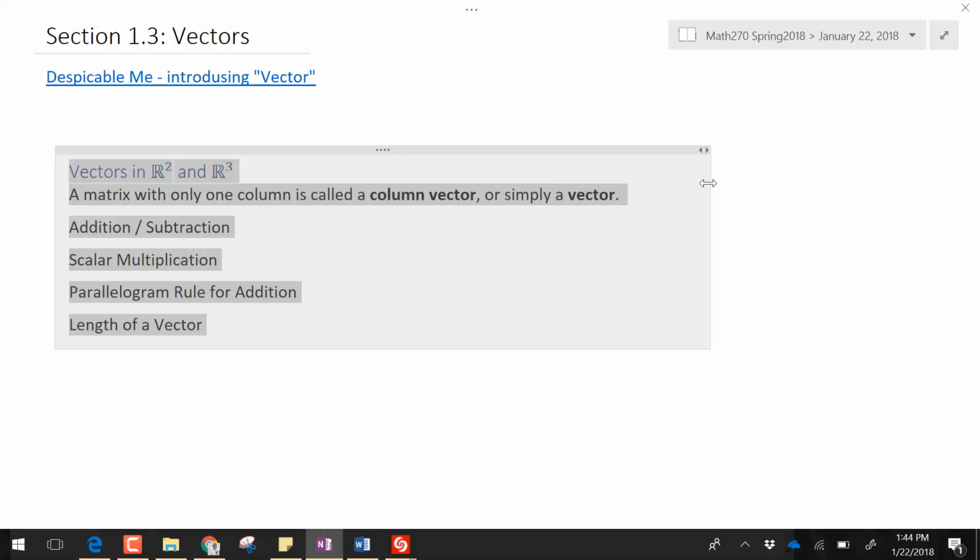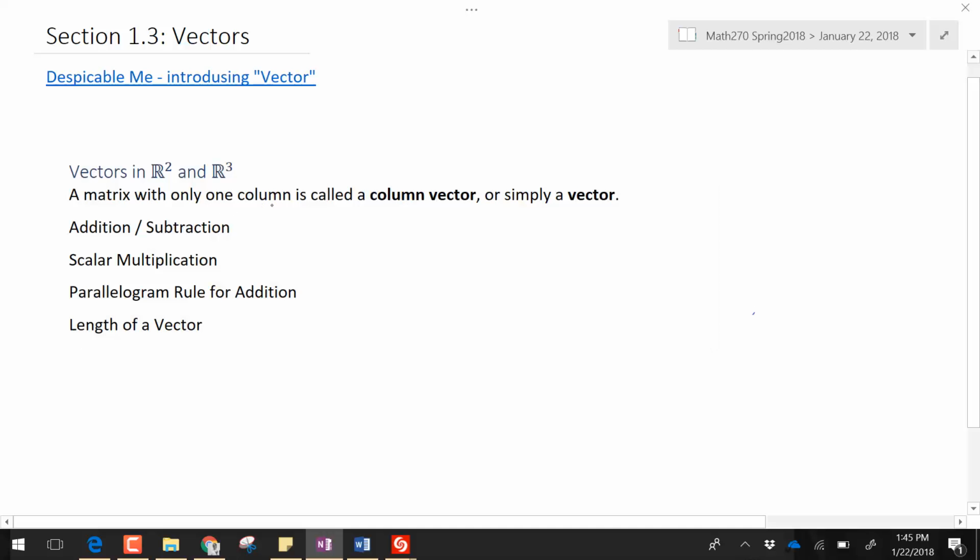But for the sake of simplicity and visualization, we're going to begin looking at vectors in R2 and R3. So a matrix with only one column is called a column vector, or simply a vector. So we're going to represent these things as column vectors.